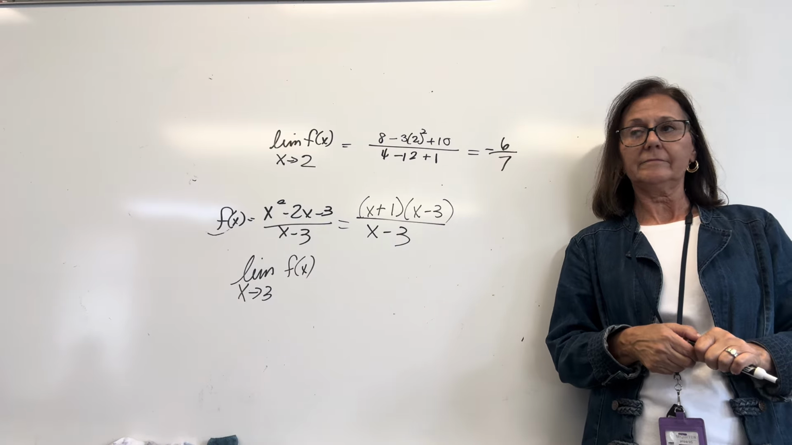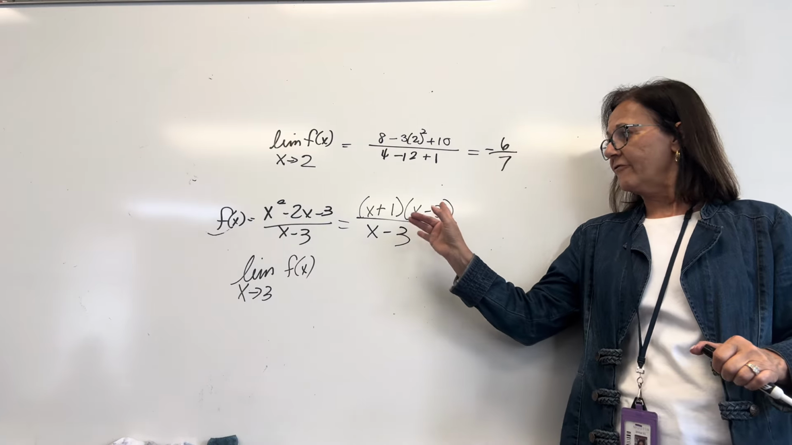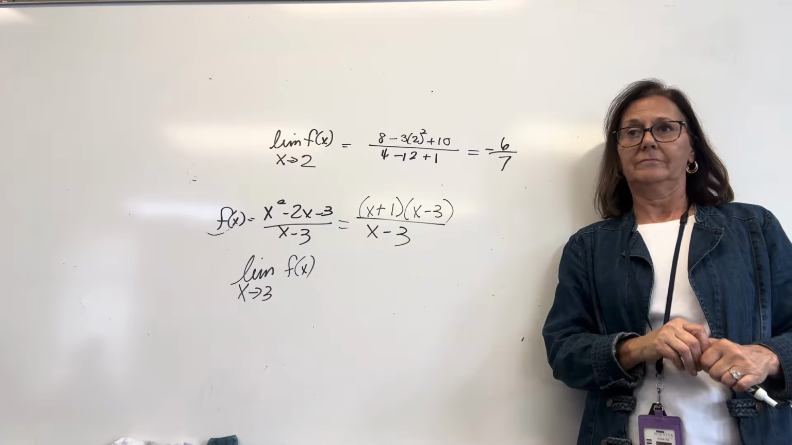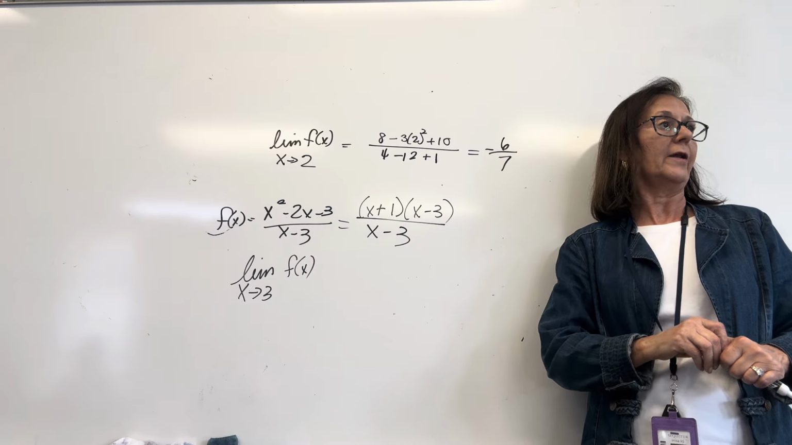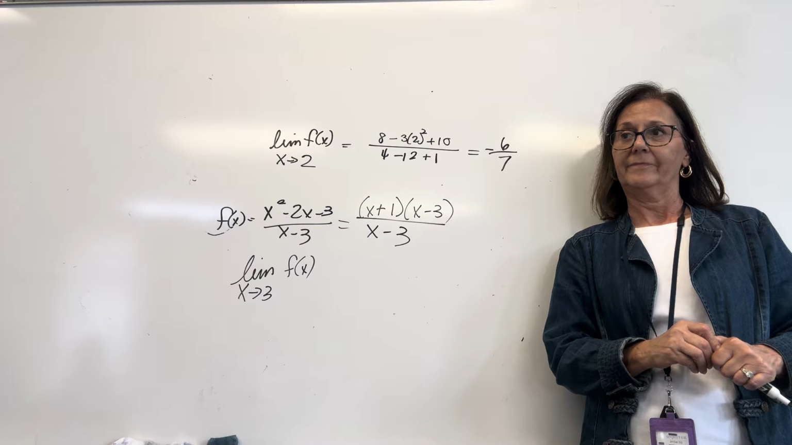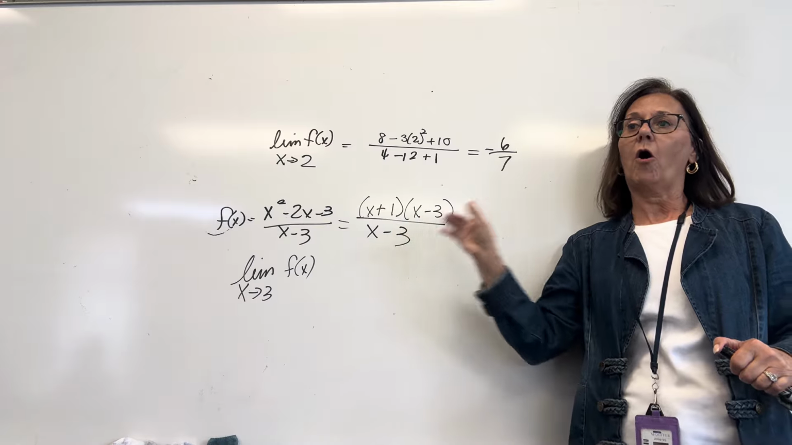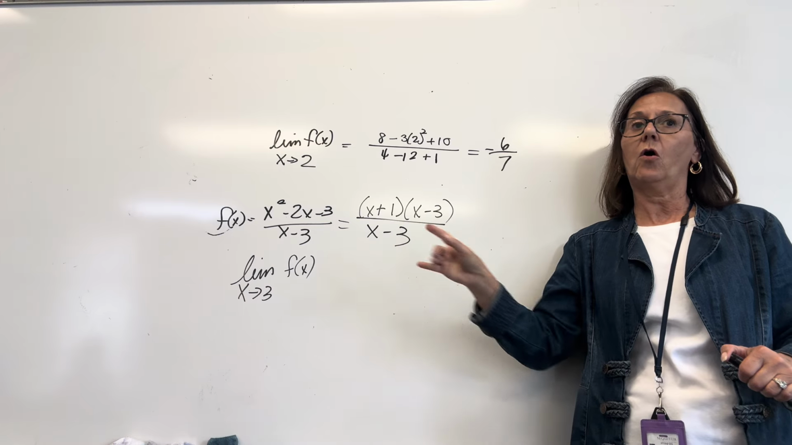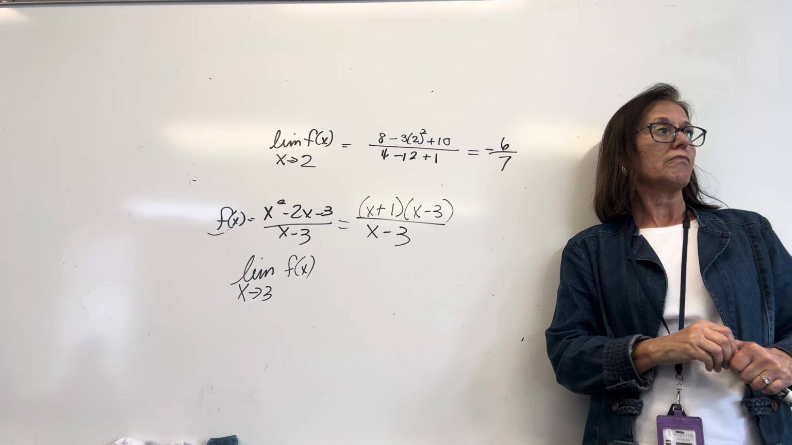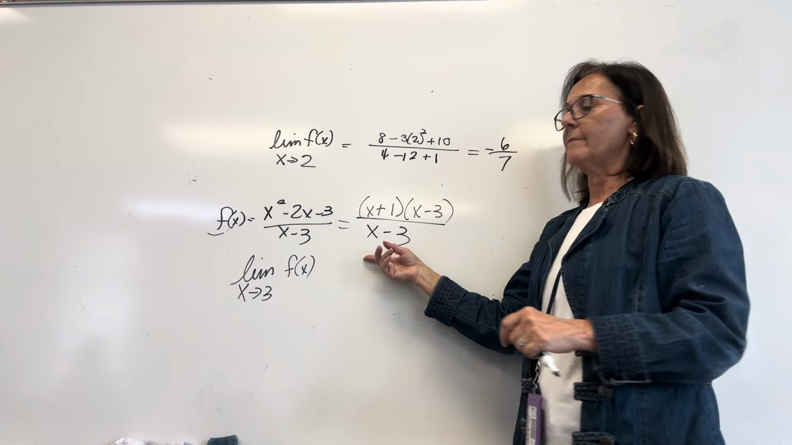When do we have a hole in the graph? When every term can cancel out of the numerator and denominator. When all the terms cancel, there's a hole in the graph. All the terms in the denominator cancel.